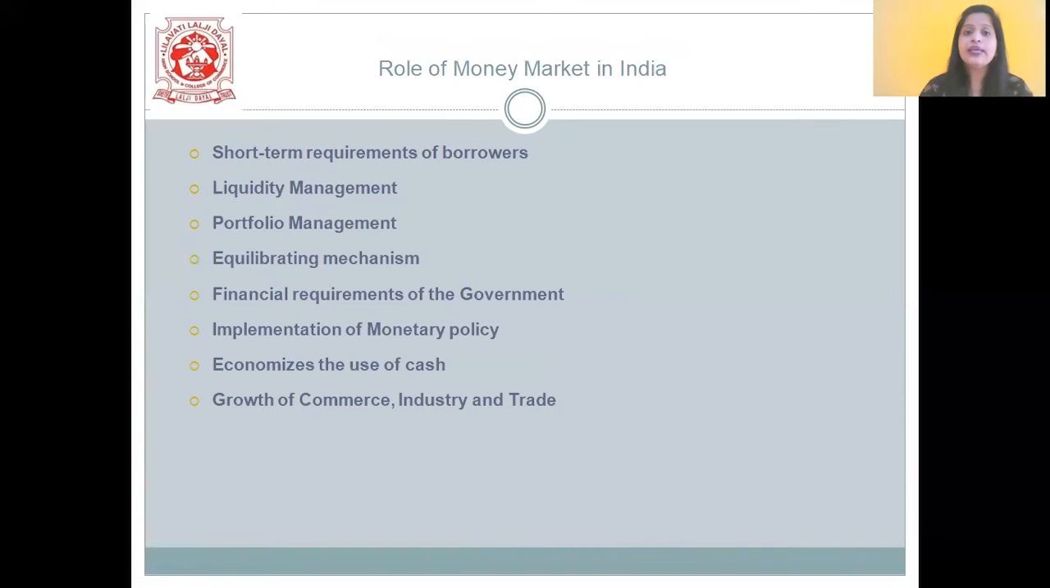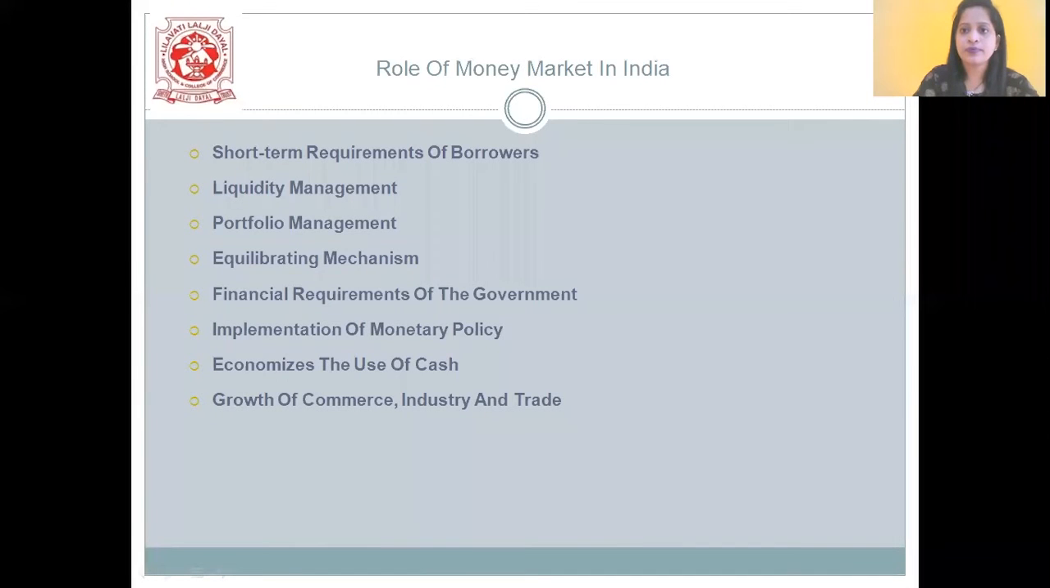Let's move on to the next slide that talks about the role of money market in India. What is the role of money market in India is what we will study in this answer. The first role of money market, students, is that it provides for the short-term requirements of borrowers. It provides reasonable access for meeting the short-term requirements of the borrowers. Next, we have liquidity management. The money market facilitates a better management of liquidity and money in the economy.